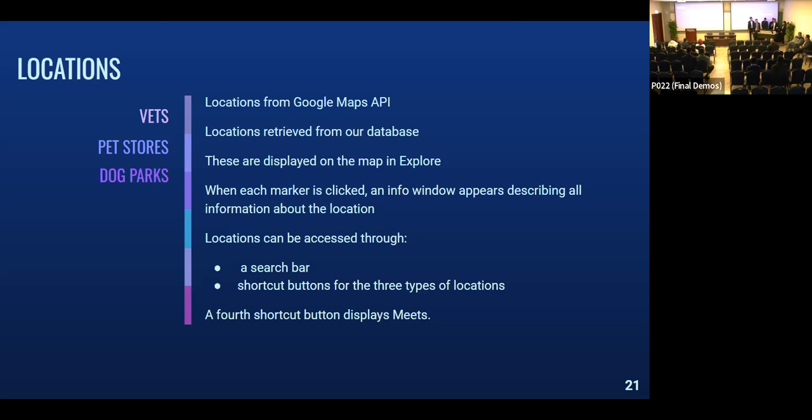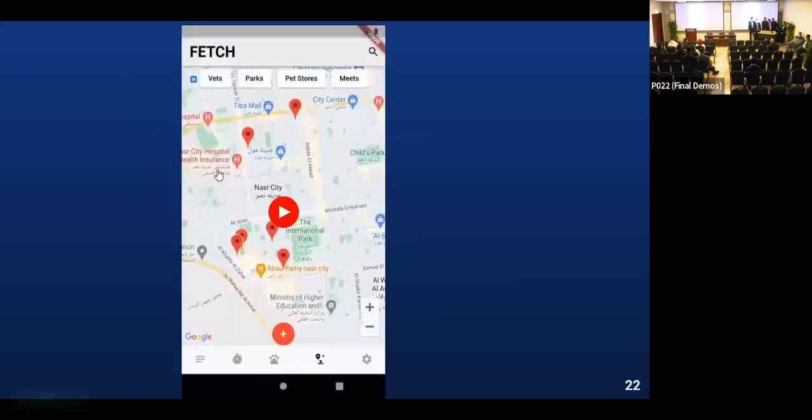So basically these locations can be filtered through two methods. The first is a regular search bar, which filters according to user input, but it filters through the locations that are supported by our database. The second method is using shortcut buttons. There are 4 shortcut buttons. 3 of them depend on the 3 types of our locations that I mentioned before: the vets, the pet stores, and the dog parks. So if we click on the vets button, it only displays vet locations.